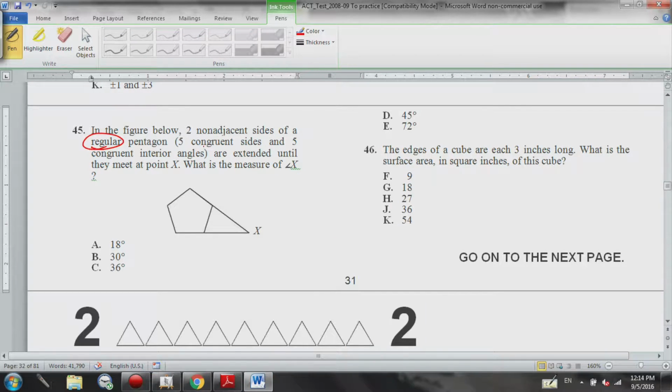Now they're extended until they meet at point S. So this one is extended, and they meet at X. What's the measure of angle X? So you're asked to find that angle. How are you going to do that? Well, you can find this angle if you know what this angle was and if you know what this angle was. And that's what this question asks.